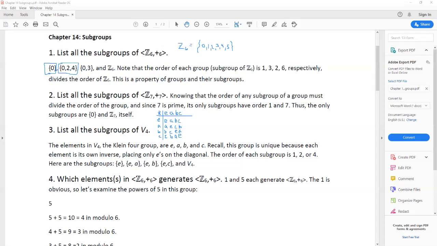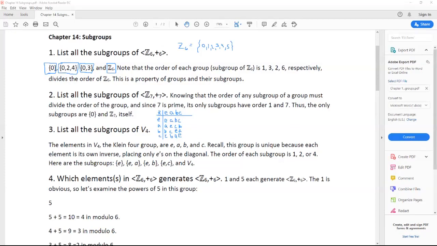If you look at the set containing 0 and 3, likewise, we have closure because 3 plus 3 is 0. And 0 plus 3 is 3. 0 plus 0 is 0. And of course, Z6, being a group, is automatically a subgroup of itself.